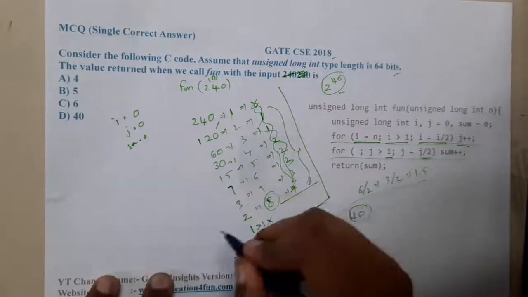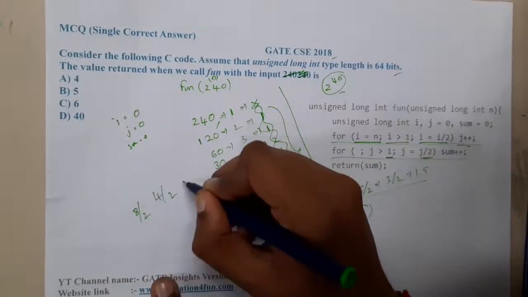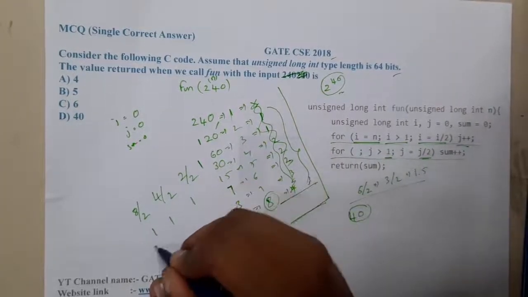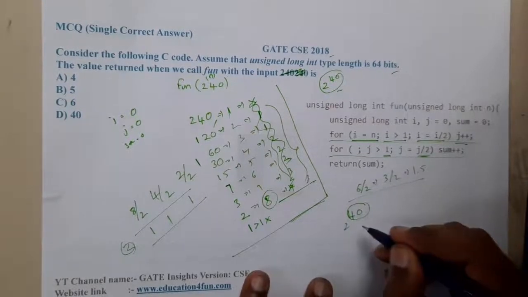So basically the result for this will be, what is 8 by 2? It is 4. What is 4 by 2? It will be 2. What is 2 by 2? It will be 1. So you'll be getting 1, 1, 1. So the answer will be 3 for this case. Got it? So anyway, let us continue with our original question.